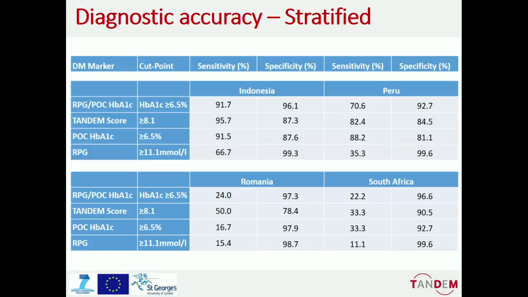So we stratified the diagnostic accuracy analysis by country. And as you might expect, in the countries where diabetes was found to be severe, all of the diagnostic markers performed very well, particularly the two-step process you can see in Indonesia there. Whereas in Romania and South Africa, where most of the diabetes cases had just crossed the threshold, actually none of the markers performed very well. You can see sensitivities in South Africa from 11% going up to 50% in Romania at best.